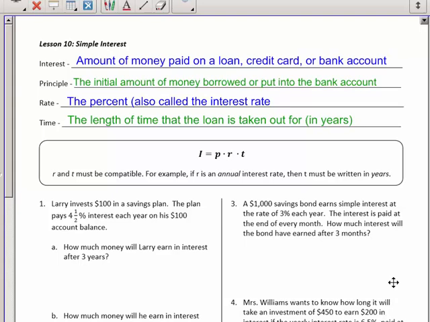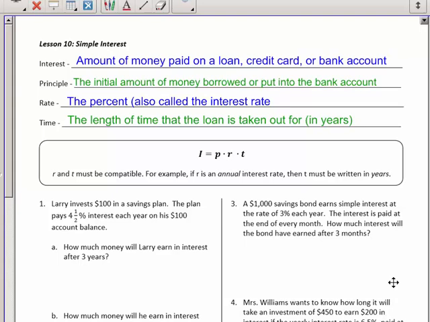Ladies and gentlemen, today we're going to be talking about something called simple interest. There is something that you'll learn about next year in algebra that is called compound interest, and that's a little bit more of a complicated formula. But anyway, this is also one of the times when our formula, part equals percent times whole, does not apply because we have an additional piece here.